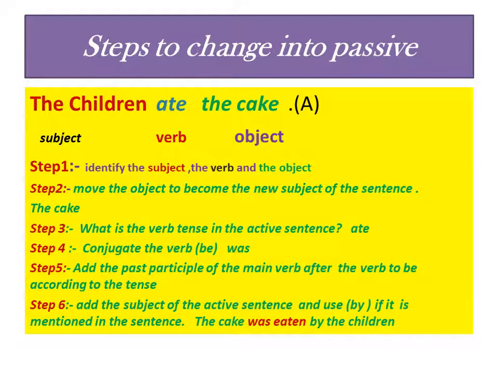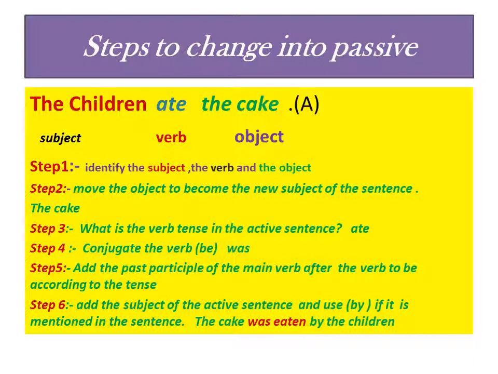Okay, to know how to change from active to passive sentence, we must follow these steps. I'm going to give you an example, and we are going to follow all these steps from that example. The children ate the cake. Come and see where the object is: the cake. And where is the verb? The verb is ate, and children is the subject. The first step is to identify the subject, the verb, then the object. This is the first step.